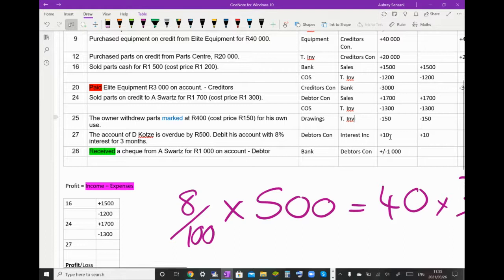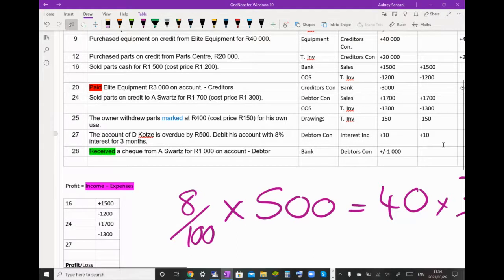Then on the 27th, what happened? Well, before we get there, we go to the 25th. We have a negative 150. Should we include that? Why shouldn't we? What was going on there? It was drawings. And we know that drawings we don't include in our calculation for profit. Remember, it's a proprietary account. It's not an expense, it's not an income. So it can't be included in the calculation for profit, so we ignore that.